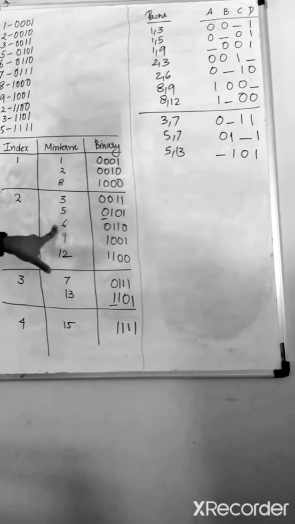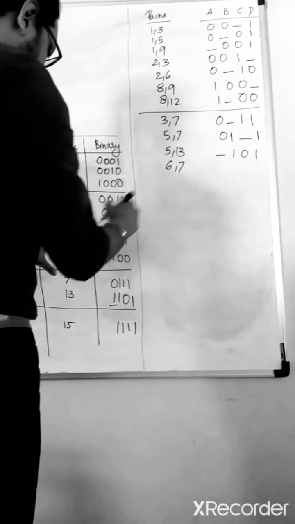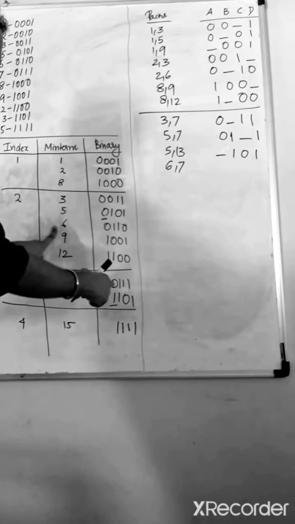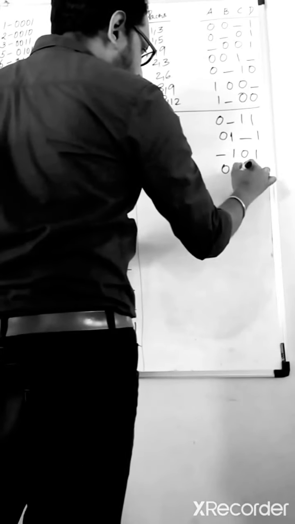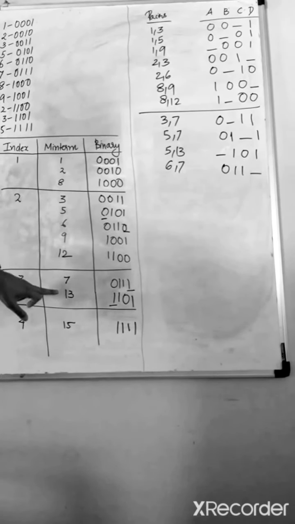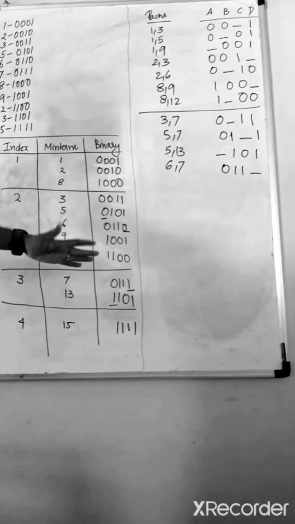6 is compared with 7. 6 is compared with 7 means it's a possible connection. 0, 1, 1, 0 and 0, 1, 1, 1. Here is the change. So 0, 1, 1, dash. 6 is compared with 13. Big change. More than one change.